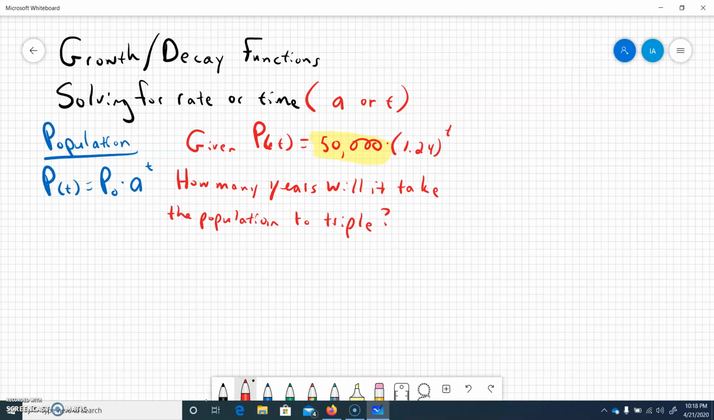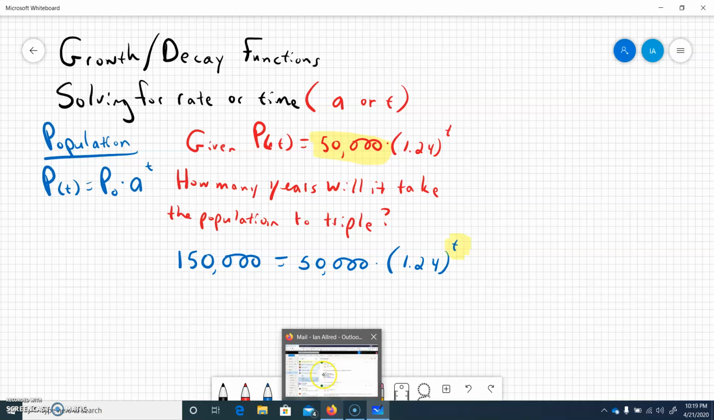So we've got a function that calculates the population in the future, t years from now, and we're trying to figure out how long it takes the population to triple. So let's look at our function. We know that we're starting at 50,000, so we just need an ending amount that would be triple that. So that would be 150,000. So we can set that function up into an equation. 150,000 equals 50,000 times 1.24 to the t. So the only thing we don't know right now is t. So we can solve for that.